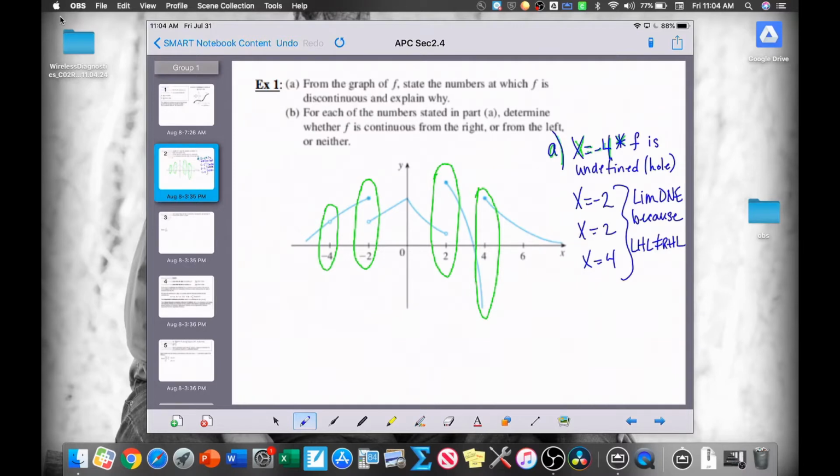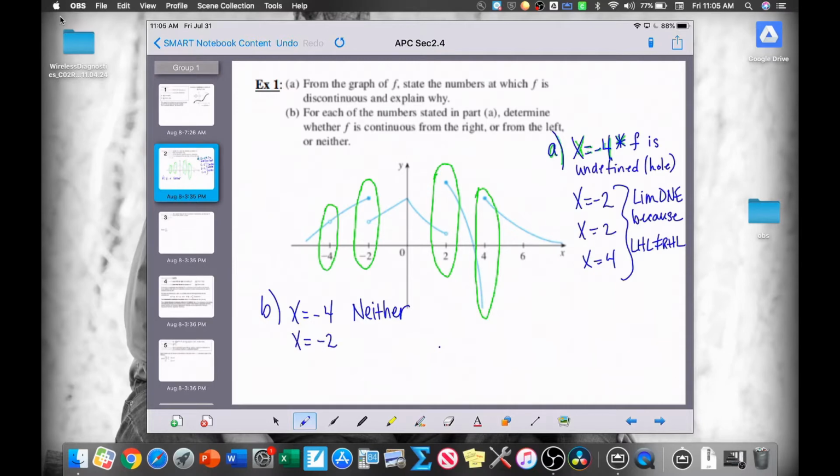Then part B says, for each of the numbers stated in part A, so x equals -4, x equals -2, +2, and 4, determine whether f is continuous from the right or from the left or neither. Okay, so part B, at x equals -4, it's a neither, because in order for it to be continuous from the right or continuous from the left, then there has to be a closed circle at a. Because the x value -4 has an open circle, we have to say that it's not continuous from the left-hand side or from the right-hand side of -4.